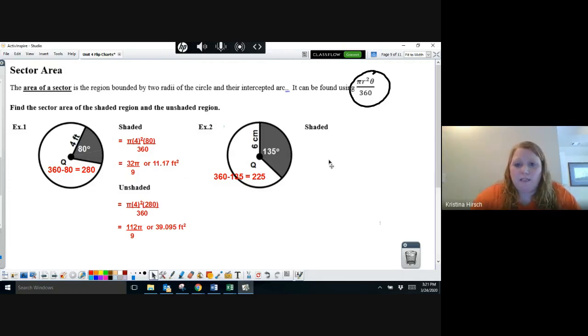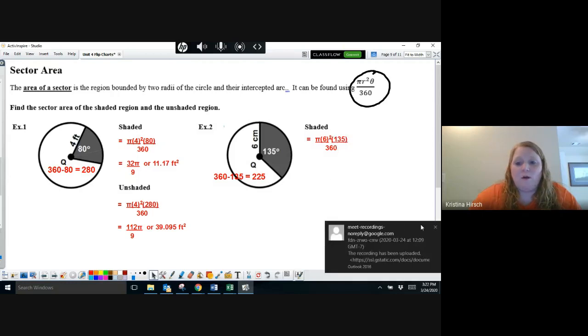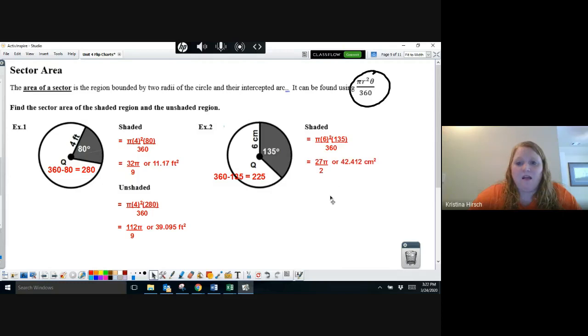All right, so then for example 2, we're using the formula above, but my radius is 6. My shaded region represents 135 degrees. So when I put that in my calculator, I get 27 pi over 2, or 42.412 square centimeters. Again, it's square units because we're talking about area, and area is two-dimensional. All right. The unshaded, we're going to use the 225 degrees.